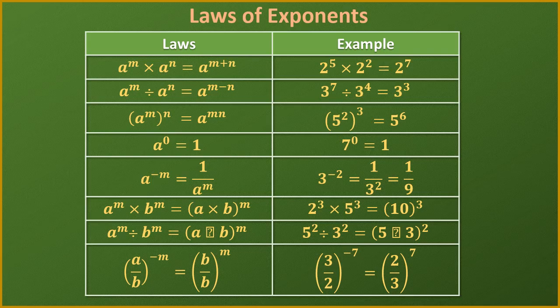The same formula will be applicable if the two terms are given in division. In that case we shall subtract. Bases would be the same and the terms are in division, so we shall subtract: from the first power, the second power we shall subtract. Look at the example: 3 to the power 7 divided by 3 to the power 4. Here the base is the same, that is 3, and the terms are given in division. So from 7 I subtracted 4, and the remaining power will be 3.